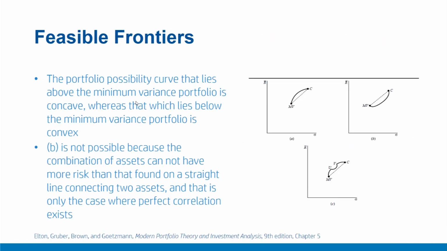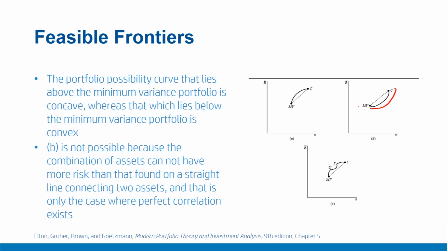Feasible frontiers. In this video, we'll examine the shape of efficient frontiers that are feasible. We'll also discuss some of the shapes of efficient frontiers that are not feasible. Look at the possibility curve shown here. From what we already know, figure B is not a possibility because it is convex in nature. Notice the convex nature of figure B here.